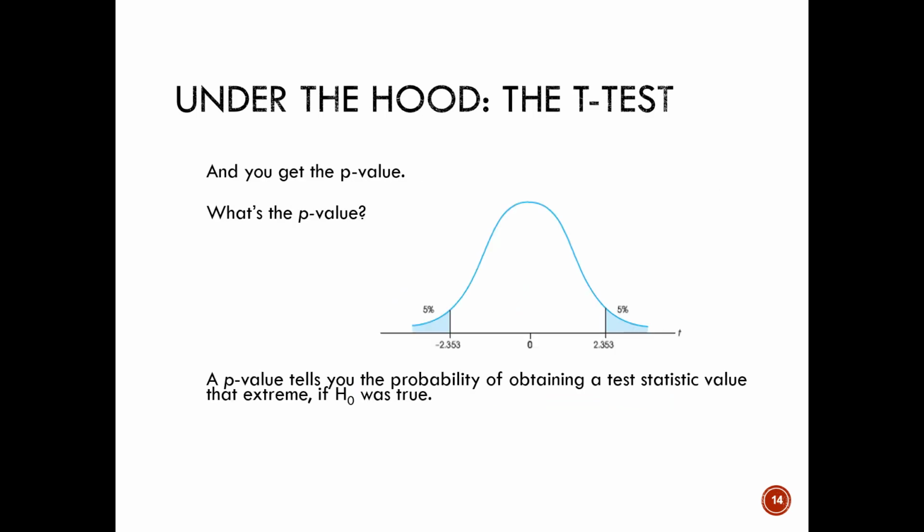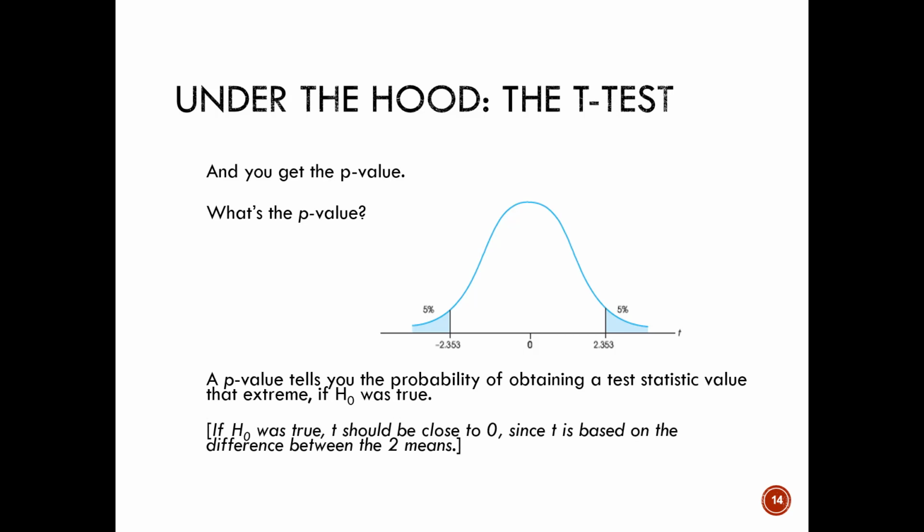And then you get that p-value, and what is it? So the p-value tells you the probability of obtaining a test statistic value that is as extreme as what you got, if the null hypothesis happened to be actually true. And so if you think about the way the t-statistic is calculated, if the null hypothesis was true, so that means that the two groups had equivalent means, so the means are the same, then the t-value should be close to 0 because the t-statistic is based on the difference between those two means. And so the closer the two means are, the closer to 0 the t-statistic would be.